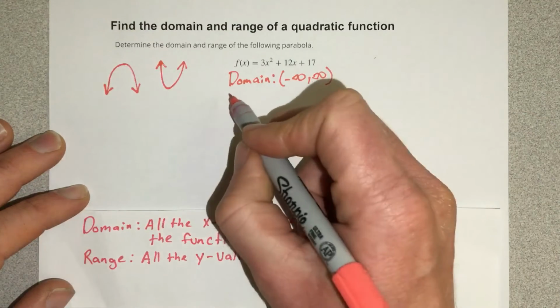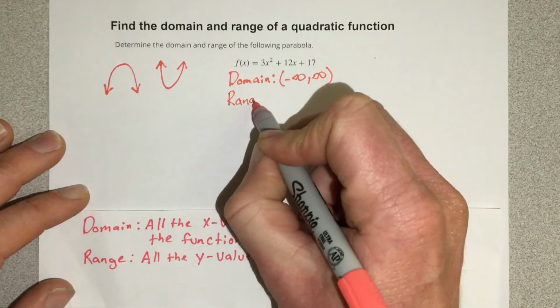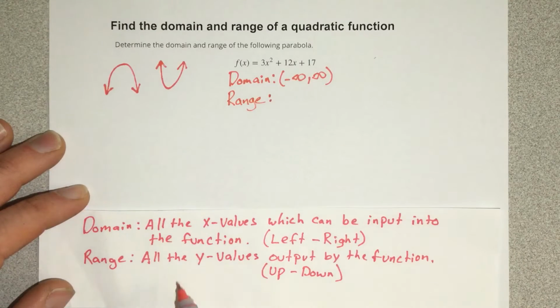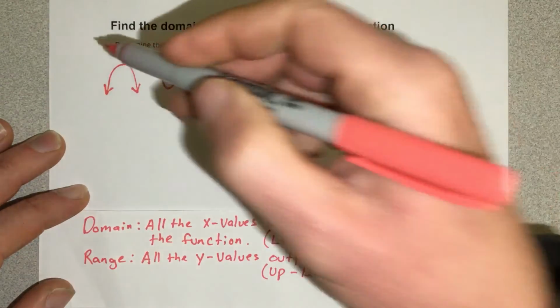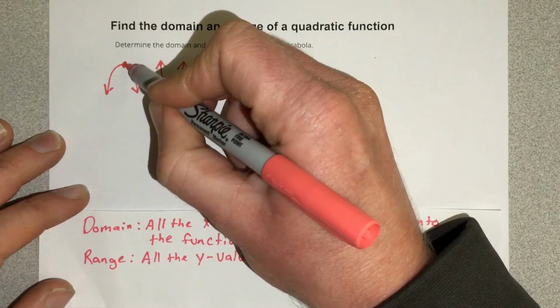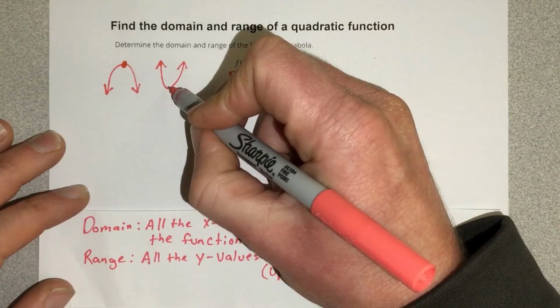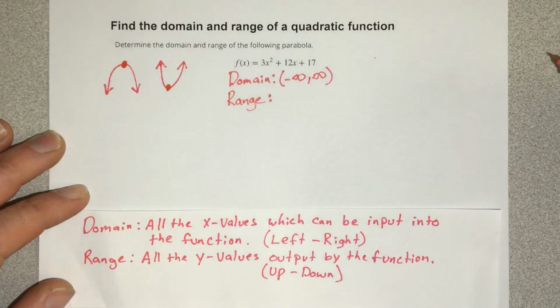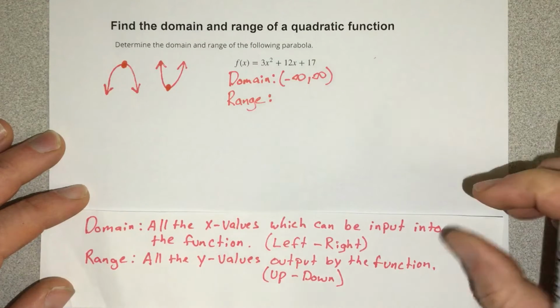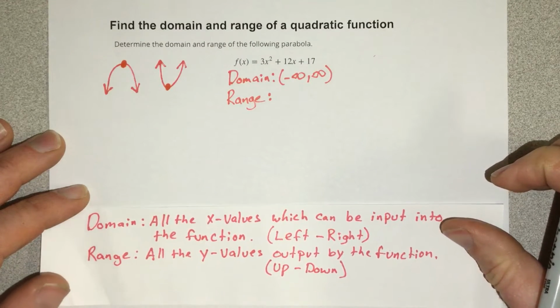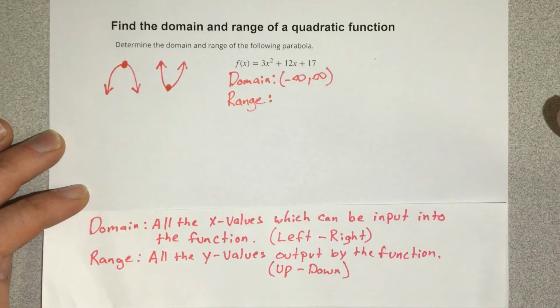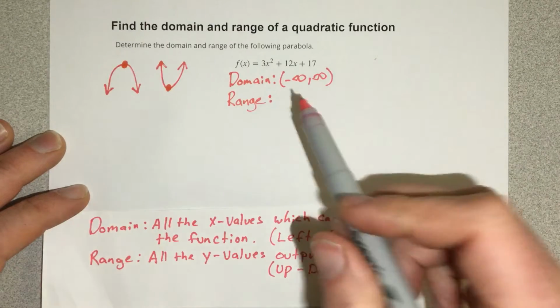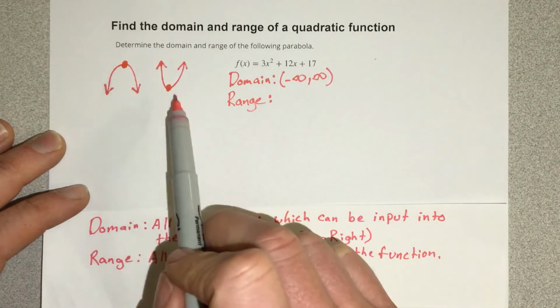But you can see the range is going to be different. So the range is all the y values output by the function. Well, that would be now looking at these functions vertically, and you can see that on a downward facing parabola it has a maximum, and on an upward facing parabola it has a minimum. So there are going to be a max and min on these quadratics, and that means the range is going to have a max or a min. So how do we find that? Well, these are both called the vertex.